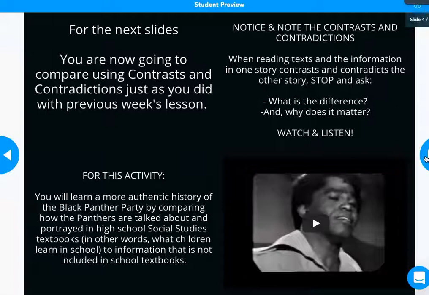At the bottom here, I included a link to a YouTube video, which is a James Brown song, and there are images that follow the history of Black people in America and the oppression that they have suffered.